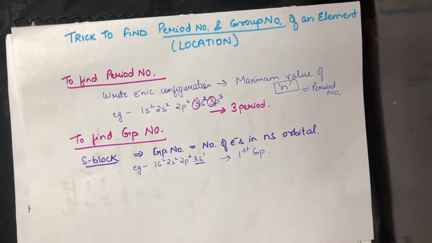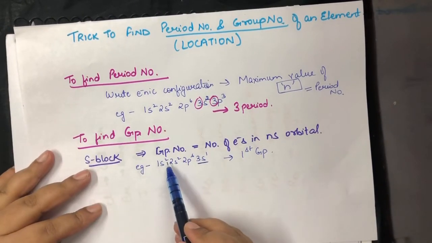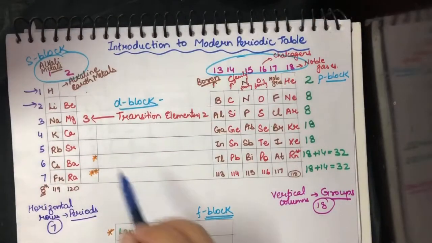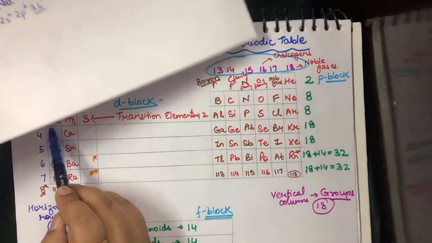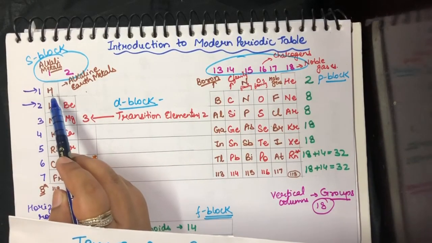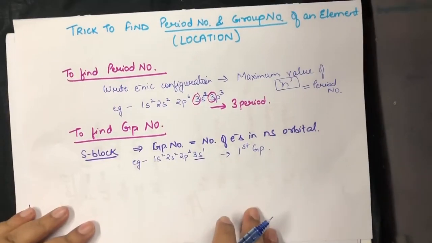Now how to cross check? This element is 11. 11 is sodium. Let's check for sodium. Sodium is here. It is third period. You can see it is the third period here. And which group is it? It is first group. So the trick is again verified.